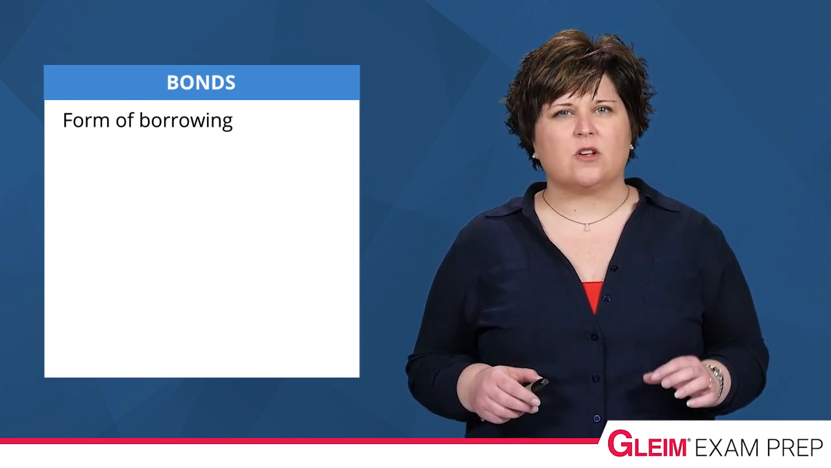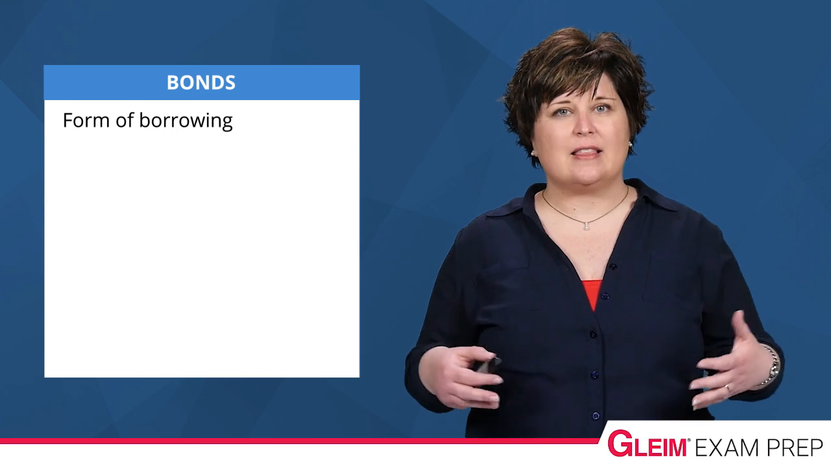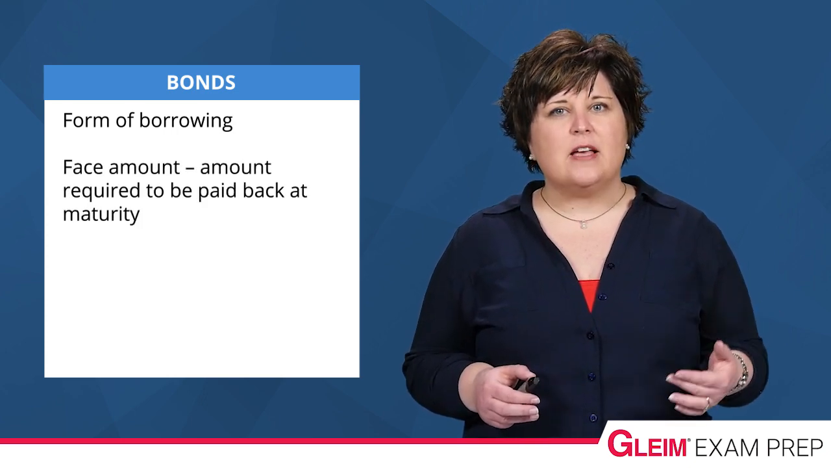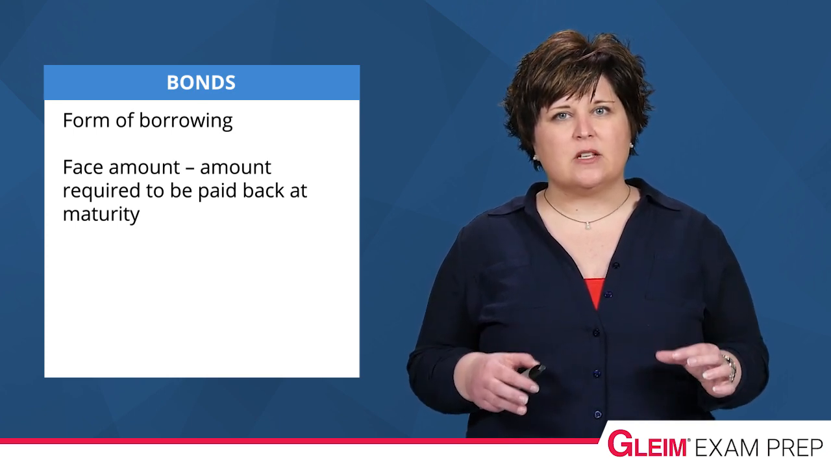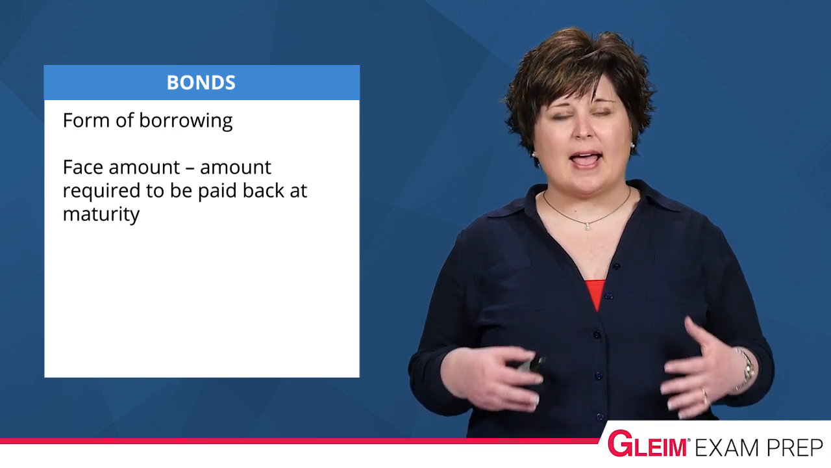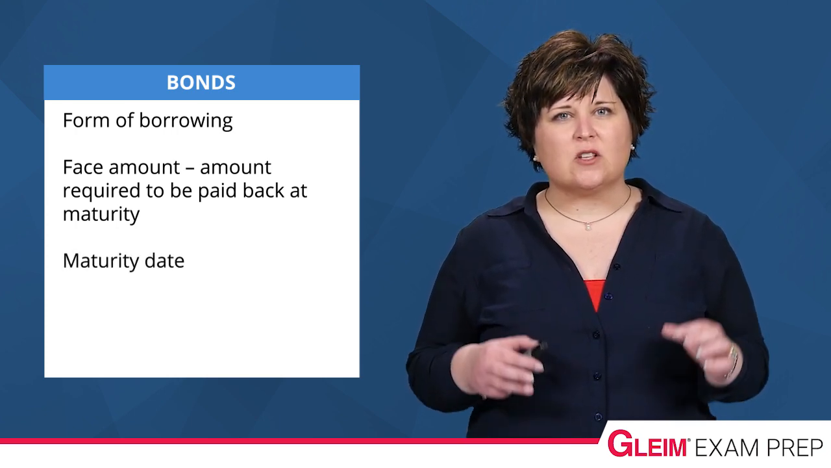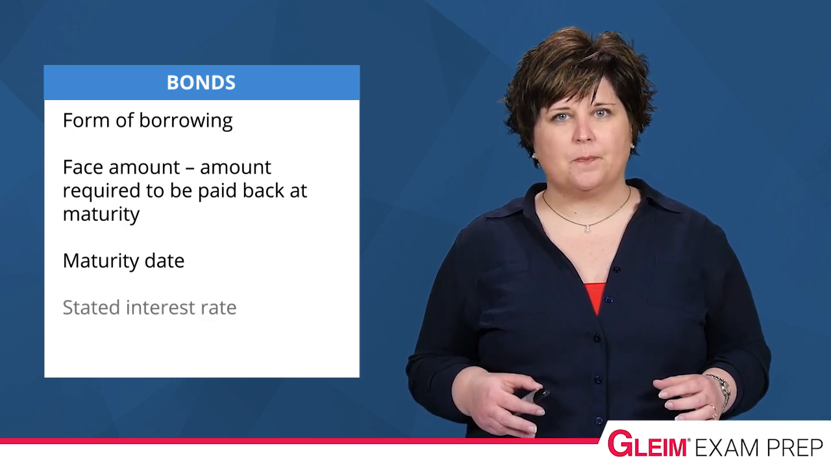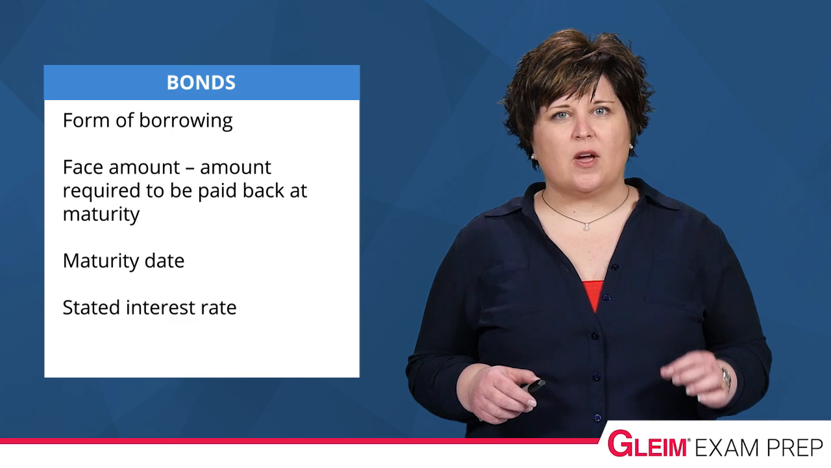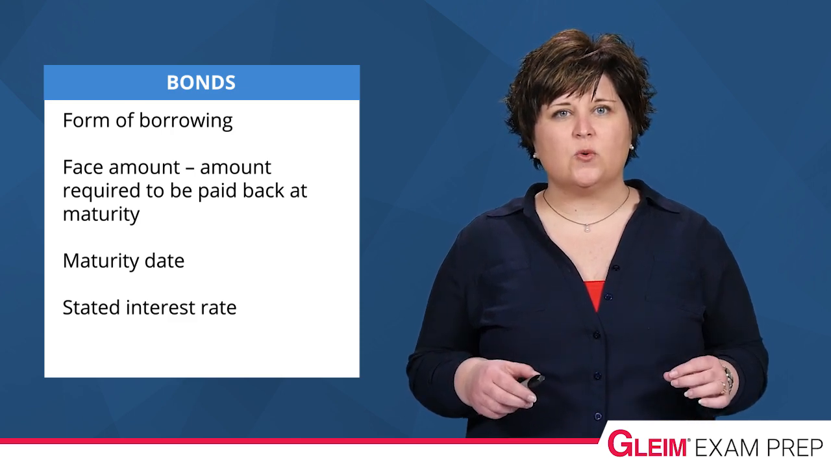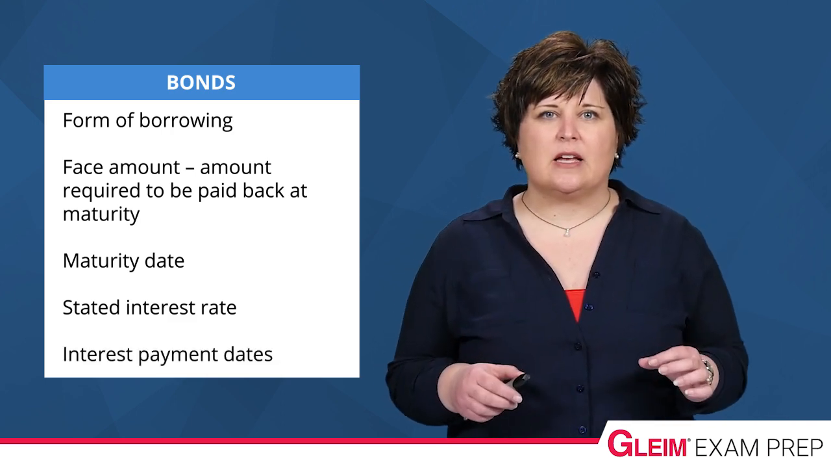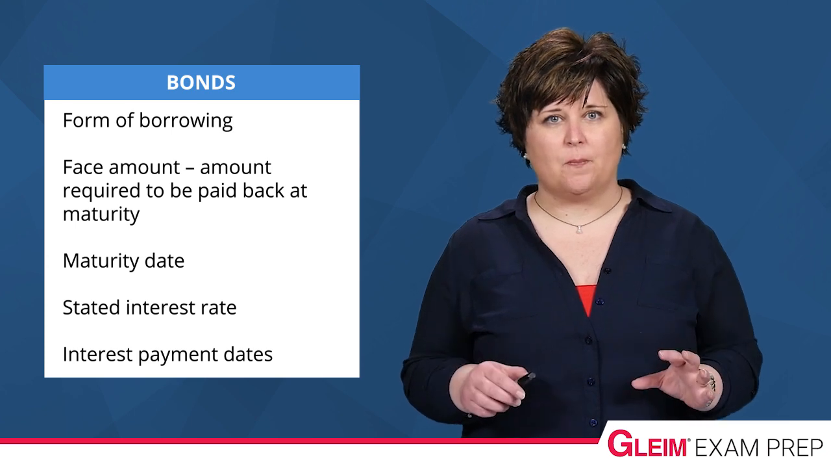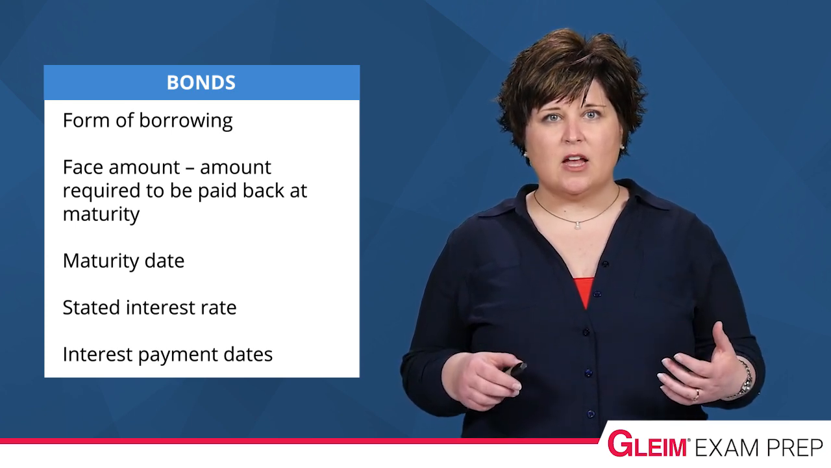Some of the key items found on the bond certificate are important for understanding the accounting for the bonds. The face amount is the amount listed on the face of the bond certificate. This face amount is the principal that is required to be paid back at maturity. The maturity date is also found on the bond certificate. The stated interest rate is the rate found on the certificate and is the rate used to calculate the interest payments to the bondholders. The interest payment dates for the bond are another important factor you need to know. Most bonds pay interest semi-annually, such as every January 1st and July 1st.